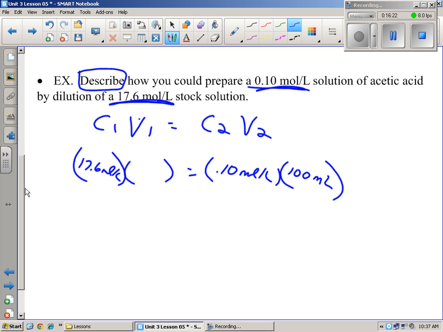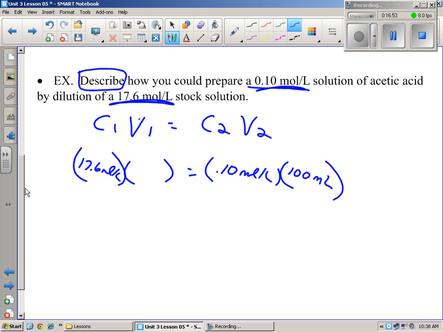You are trying to make a standard solution. Listen. Standard solutions are made in volumetric flasks. So when I am done, I want this to be my standard solution. Standard solutions have an accurately known concentration. How do I know that? Because I made it in a volumetric flask. I need to end up with 100 milliliters of solution. That needs to go there.